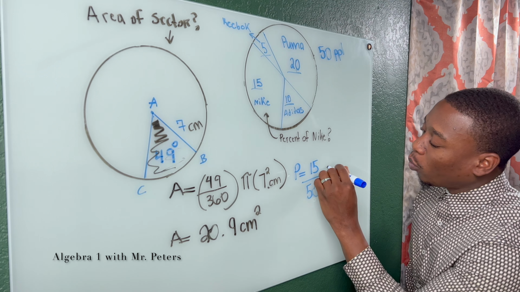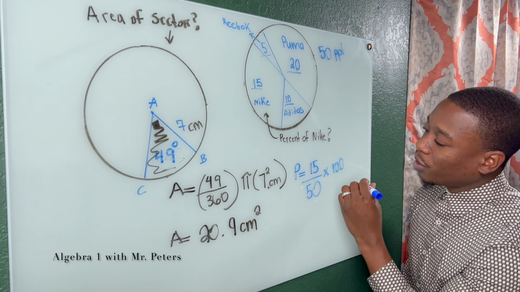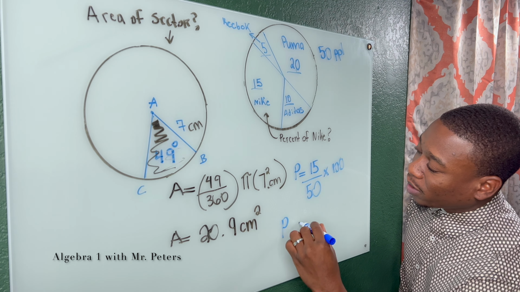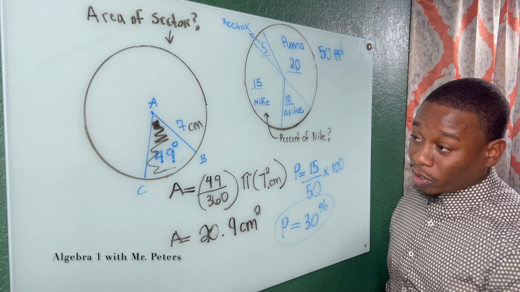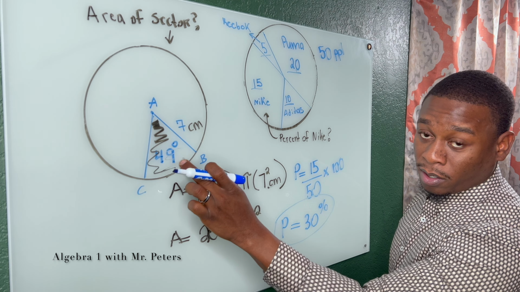So now after we do that, we're going to multiply this by 100, and our answer for percent. Let's go back to the calculator. So we have 15 divided by 50 multiplied by 100. Our answer is going to be 30%. So what does the answer mean? We know for problem one, the area for this sector is 20.9 centimeters squared. That's not the entire circle, that's just this section.